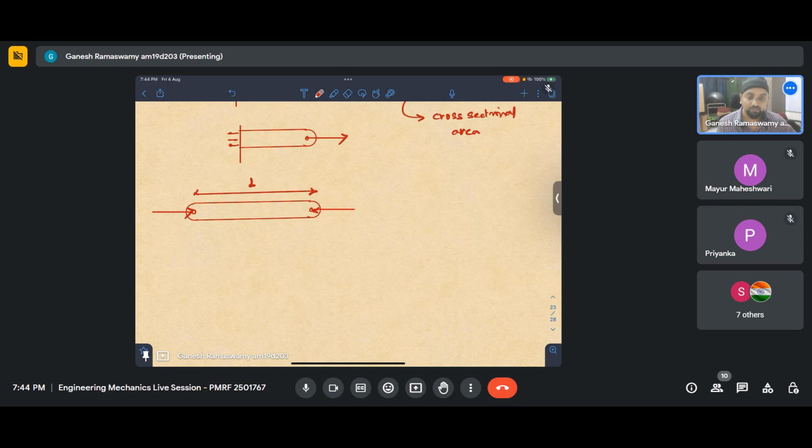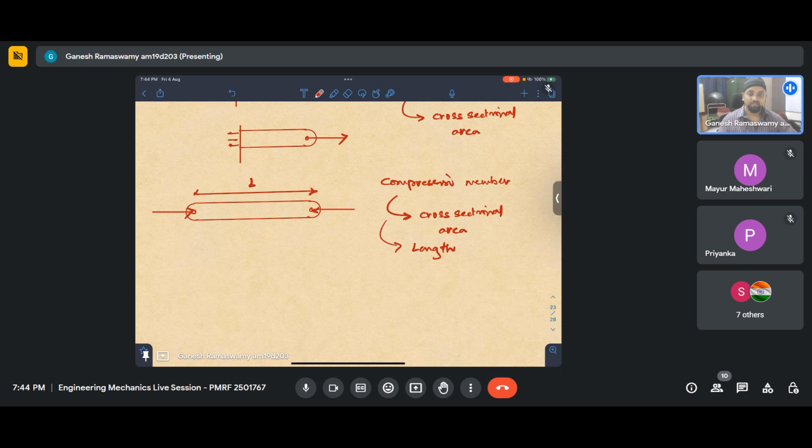Kyunki compression member mein, if you have a very long length, then it will lead to problems with stability. It will become unstable at times. So this compression member depends on cross-sectional area is one thing. It surely depends on the cross-sectional area. In addition to that, it also depends on the length. So it is not reliable.